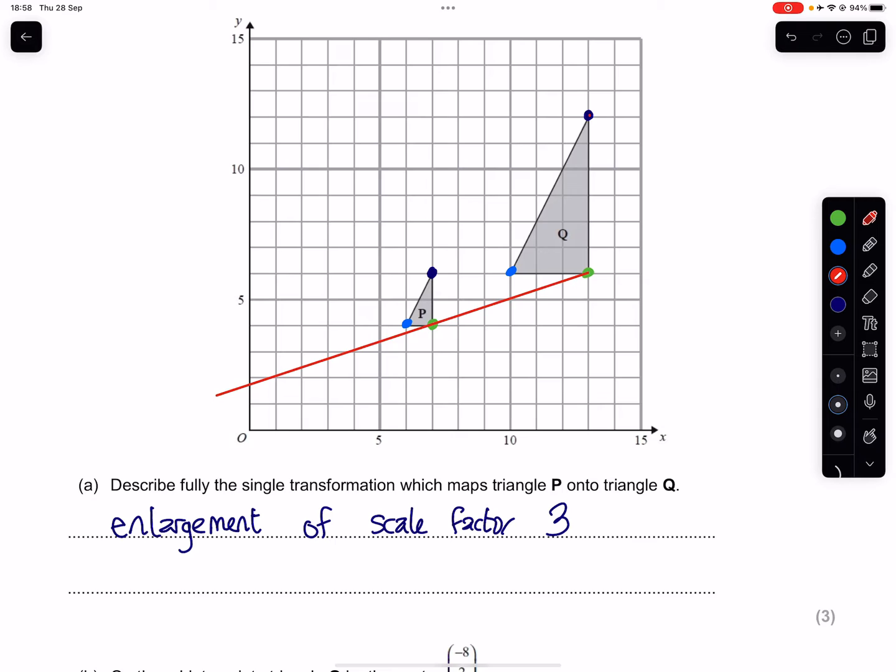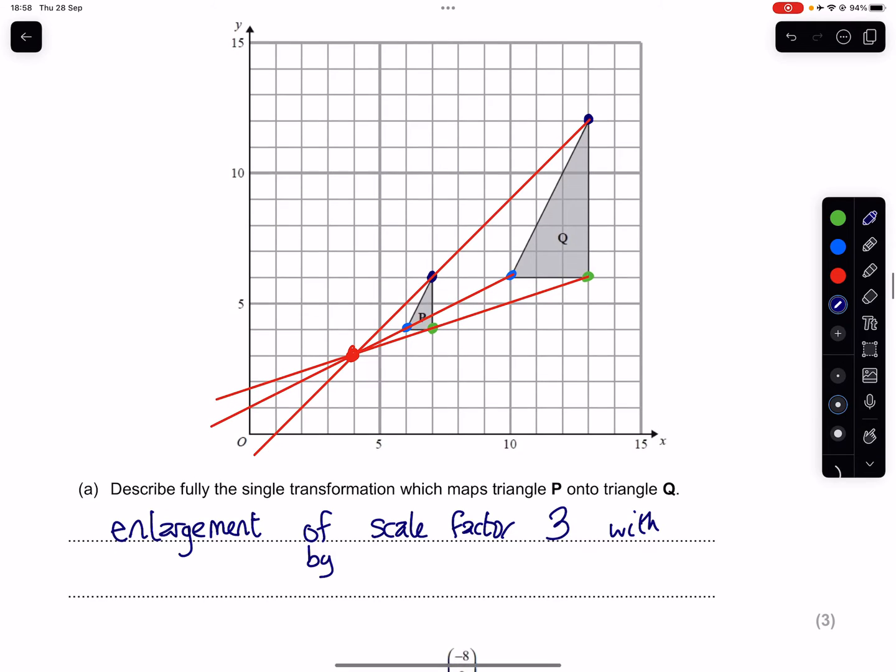And I'm going to draw that for you now. So these are all going to intersect. You can see already where two of them intersect, and no coincidence, all three of them intersect there. So this here, actually I'll do it in red, this here is our center of enlargement. So we would just say enlargement by scale factor 3 with center, and then quote the coordinates of that red point, which is 4, 3. So 4, 3.